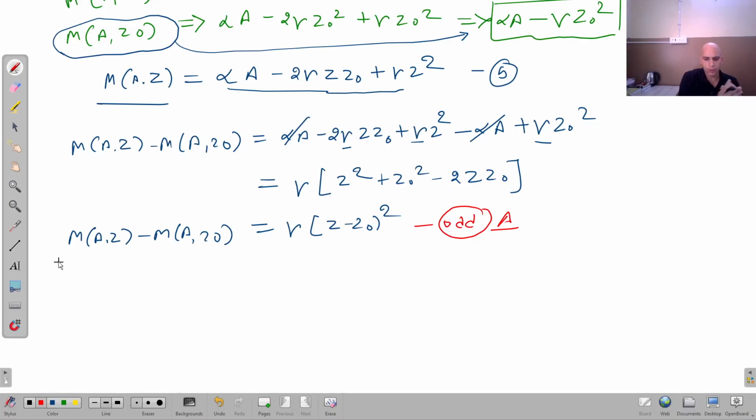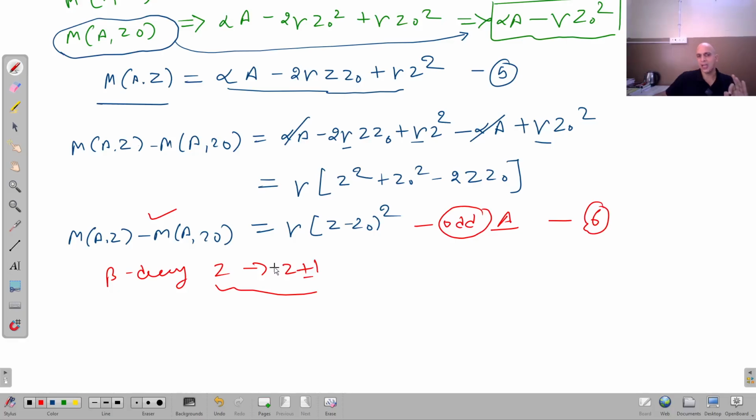If we take the case of beta decay, then we know very well in beta decay Z changes to either Z plus 1 or minus 1. So in that case, by considering this equation, this is equation number 6, the parabolic mass relation for odd A nuclei, by taking the help of this equation, we can calculate the transition energy or energy of the reaction in that way.